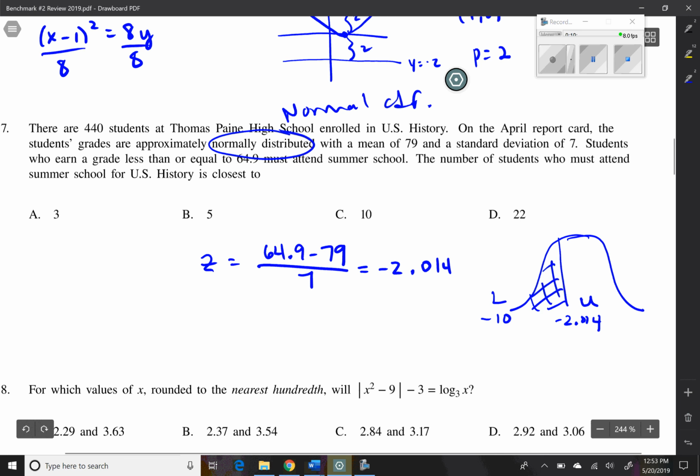Sorry, that's not your percentage either. So this percentage, when you type it in your calculator, is approximately 3%. So it's like 2 point something. So whatever that 2 point something is, you're going to multiply by 440. That's where the 10 comes from. Okay.